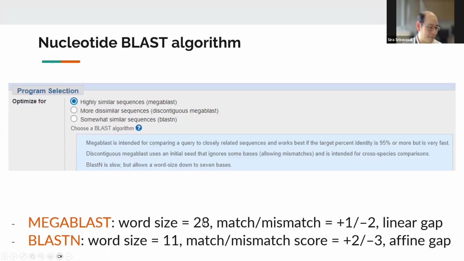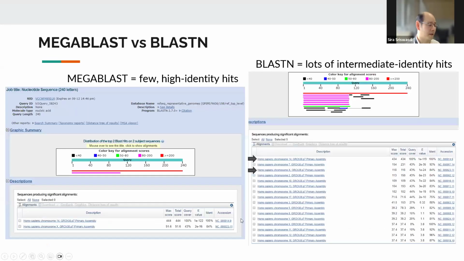Megablast is trying to get a sequence that has a lot of matches, both in terms of the length of perfect matches and also in terms of the ratio between match and mismatch score. On the other hand, BLAST-N reduces the length of expected match from 28 to 11, and it gives more possibility to introduce mismatches. Okay, so this is how they achieve the highly similar sequence and somewhat similar sequence in the description, by setting the parameters to correspond to that goal.